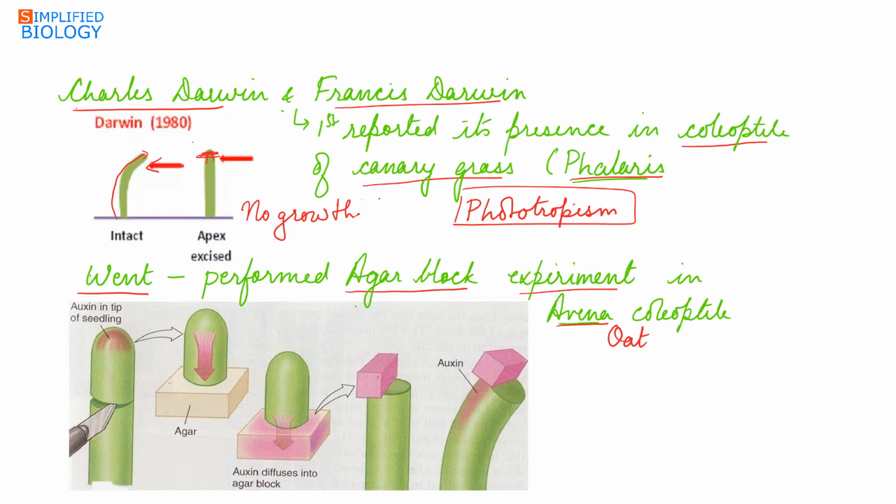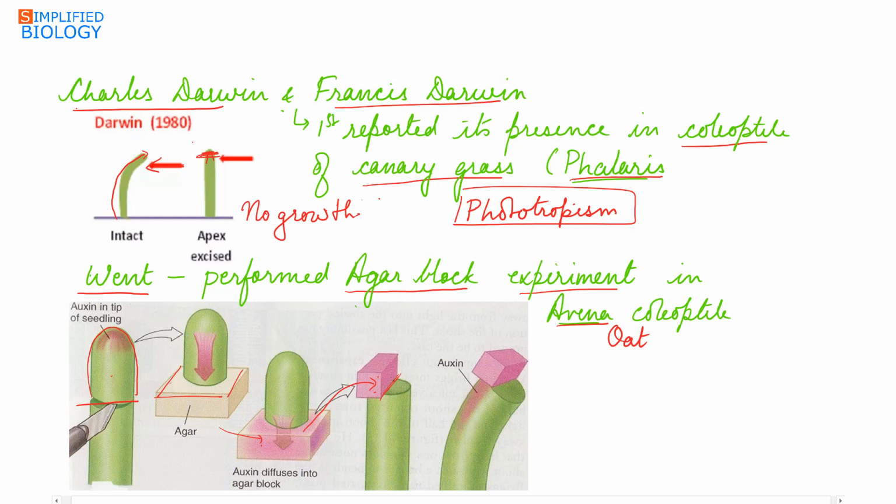Wendt took an Avena coleoptile, decapitated it, that means the tip of the coleoptile was removed. This tip was kept on an agar block for a certain period of time. After which, instead of replacing the tip on the coleoptile, he replaced it with the agar block. He kept the agar block towards the darker side of the coleoptile or the shoot tip.